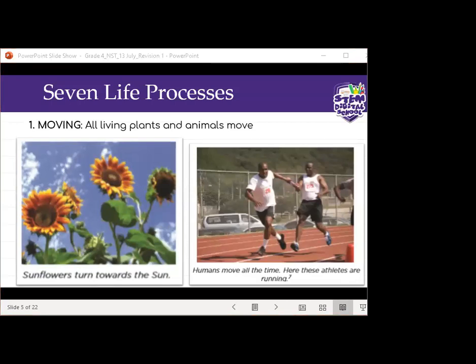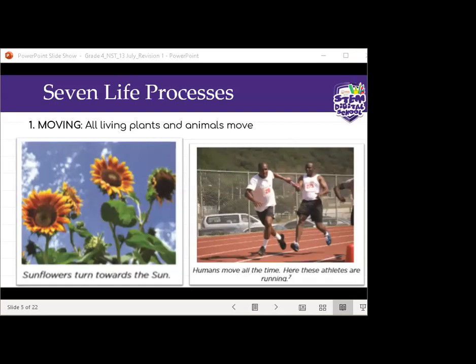So Michaela, just unmute your mic quickly. I have a question for you. Give me another example of living things that move. Living things are humans, animals, and also plants. They move, right? Yes, ma'am. All right, beautiful. Thank you very much, Michaela, for giving us another example. And Michaela added that animals also move.